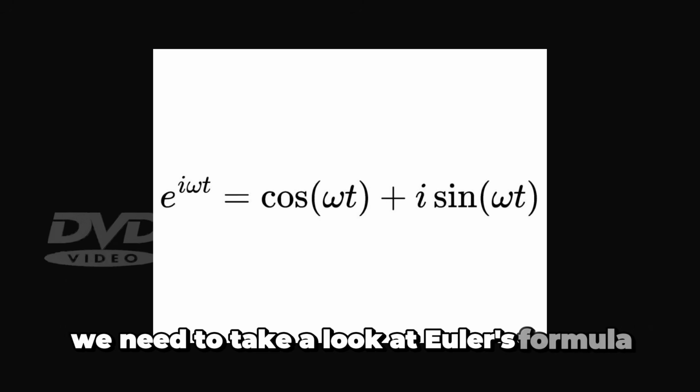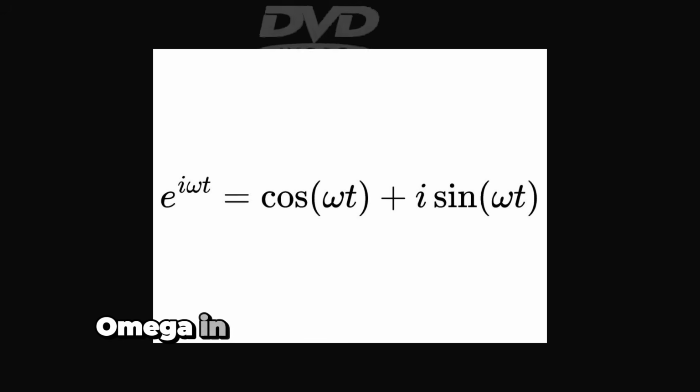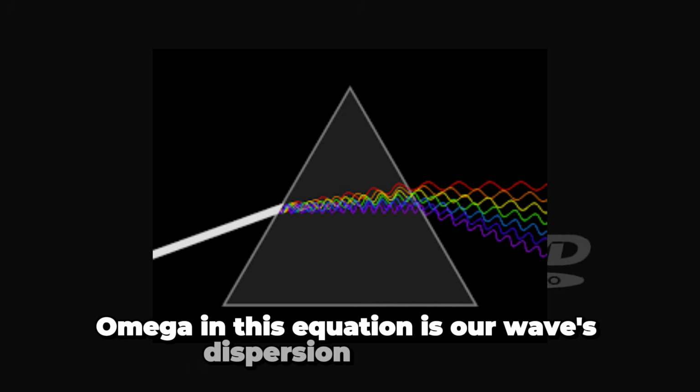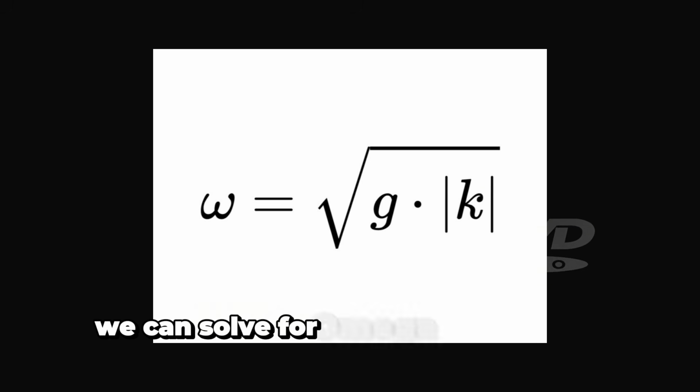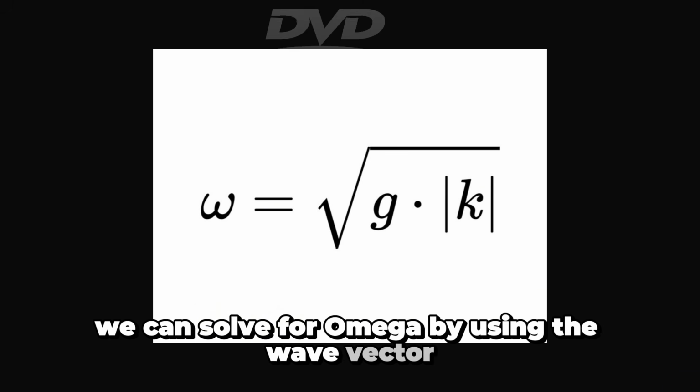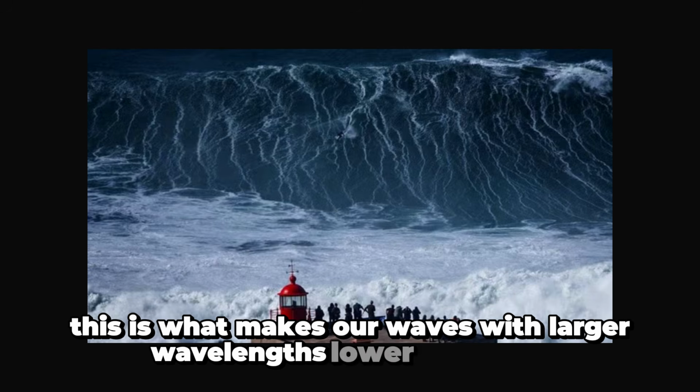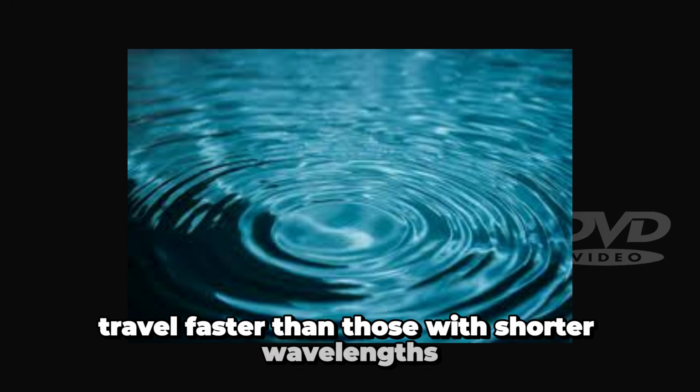In order to actually evolve our spectrum though, we need to take a look at Euler's formula. Omega in this equation is our wave's dispersion frequency. We can solve for omega by using the wave vector. This is what makes our waves with larger wavelengths, lower frequency, travel faster than those with shorter wavelengths, higher frequency.